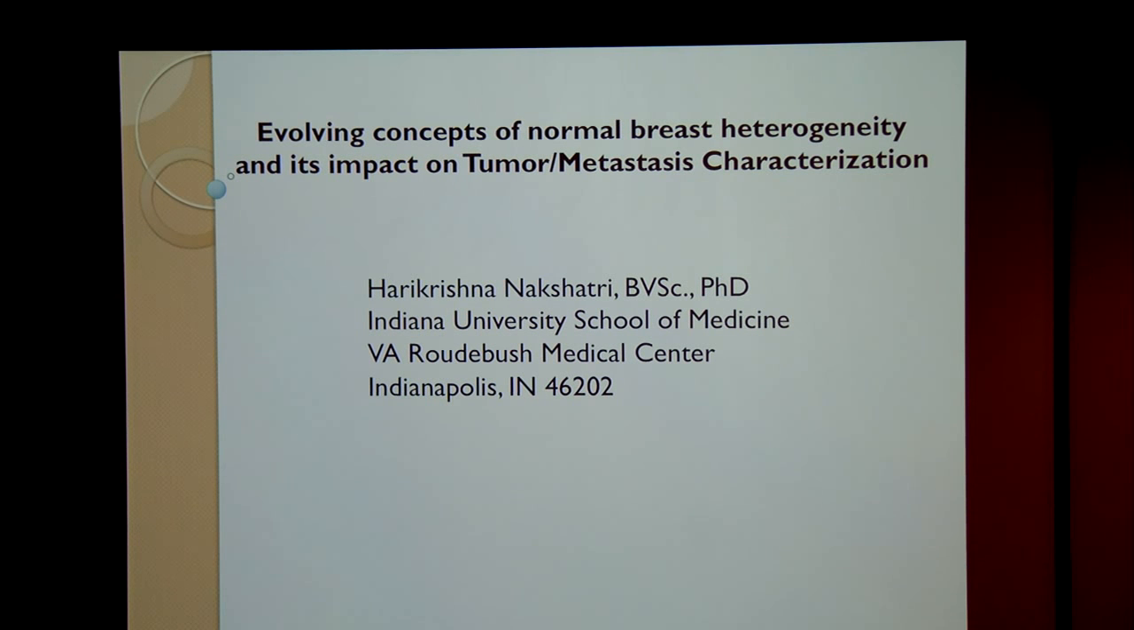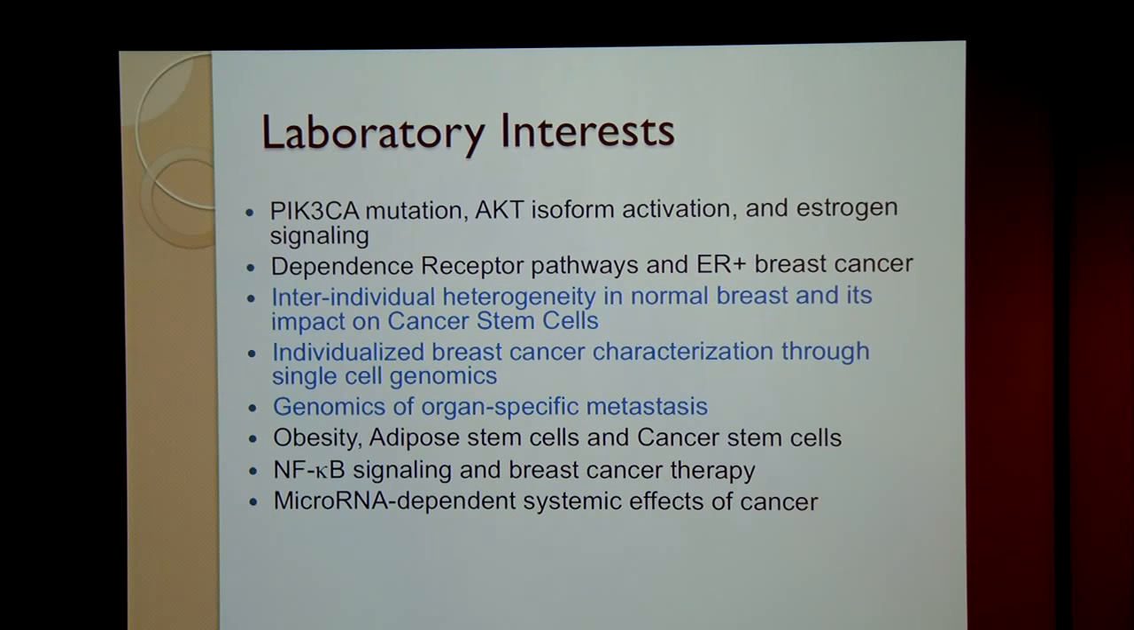So my lab has a number of interests, and again I tell people that I'm one of the most unfocused researchers on my campus. Most of the time we are driven by the funding you get, right? But I do have some focus on certain things. One of the things the lab has been working on is the PI3 kinase mutation, AKT isoform. We just published this last year in Cancer Research. The second work going on is a dependence receptor pathway. It's mostly active in the neuronal system, but we see some relevance to estrogen receptor positive breast cancer.